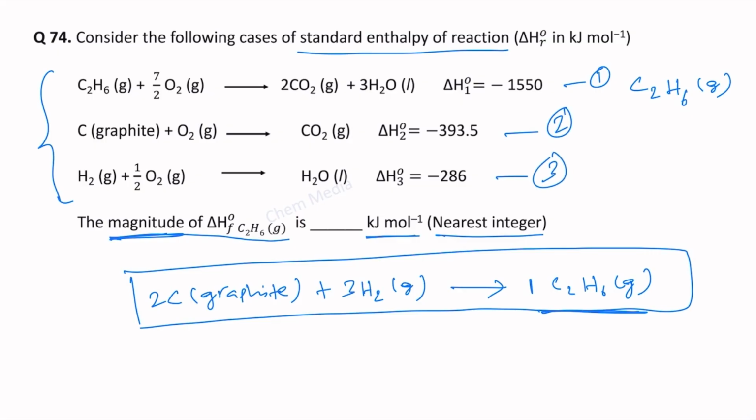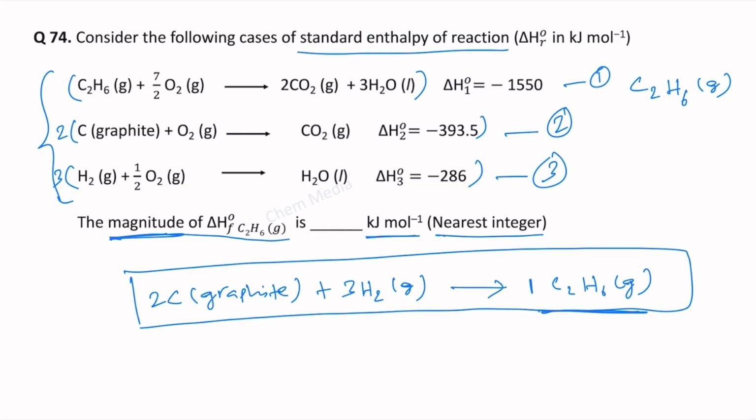We have to multiply the second equation by 2 because we require 2 carbons, isn't it? So this entire equation we need to multiply by 2, and then the third equation we have to multiply by 3 so that we can get 3H2. And in the first equation, the C2H6 is on the reactant side. So this means we need to reverse the equation. We need to bring it to the product side.